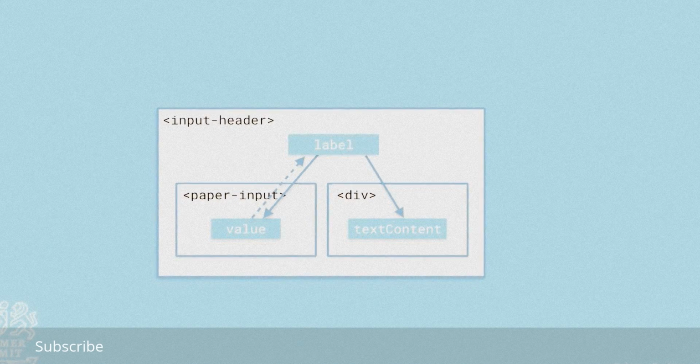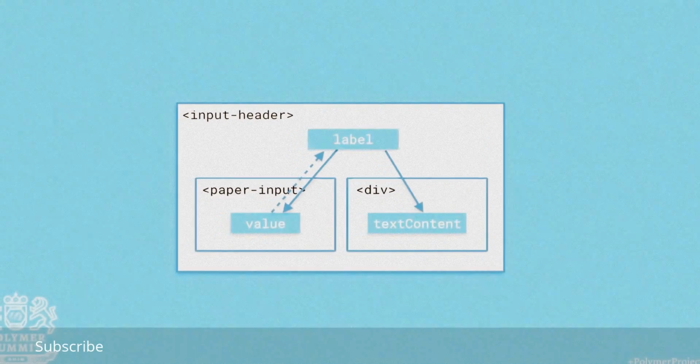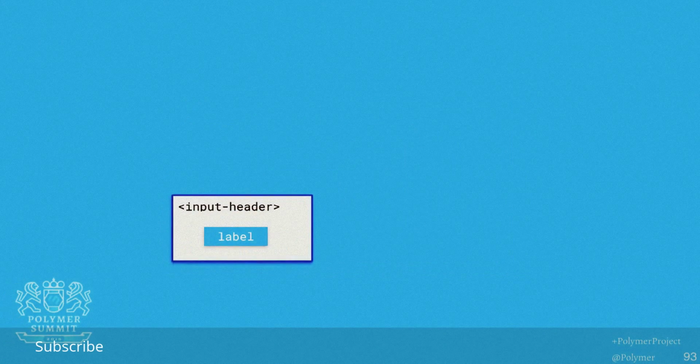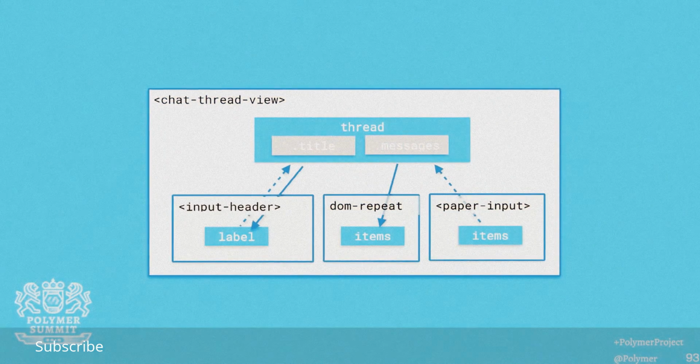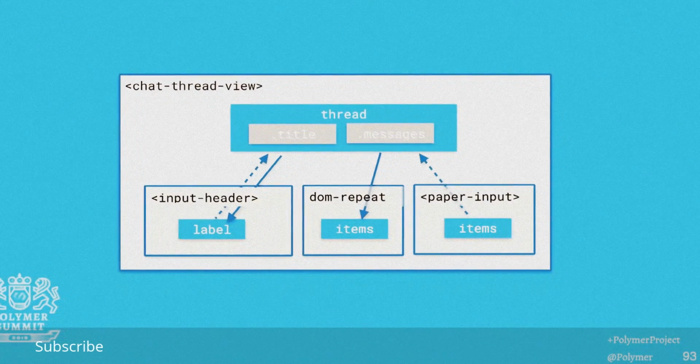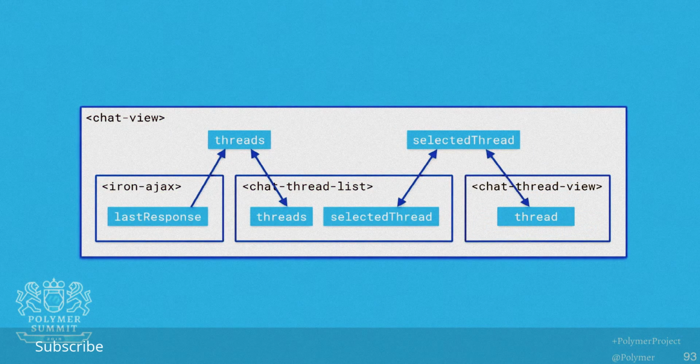So let's recap what we did. We started out thinking locally, right? We created that input header and then composed it into another element. And then we were just thinking locally about that element. We didn't need to worry about the input header. We composed that into the chat thread view, and then that chat thread view just got composed into another element, chat view, right? So by using this one tool, we just keep doing the same pattern over and over, and we can get to increasing levels of complexity.